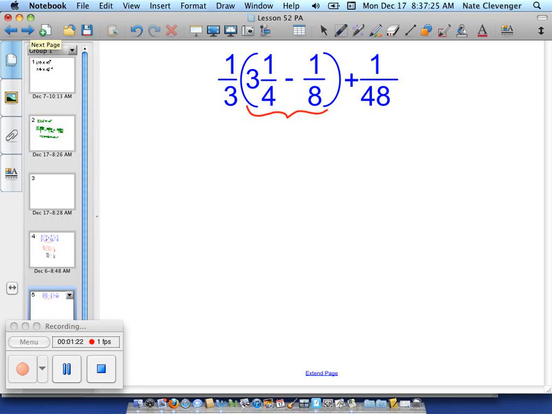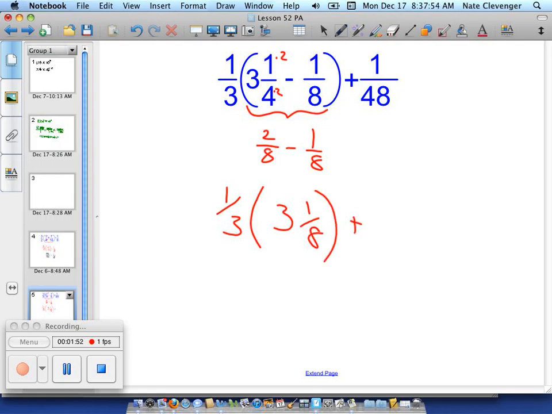So I just need to be able to combine these two again. We need a common denominator. 8 is your common denominator. So I'm going to write this a little smaller here. So that one stays the same. 1 times 2 is 2. 4 times 2. 1 times 2 is 2. And I can subtract here without borrowing. So I have 2/8 minus 1/8 is 1/8. And I still have my whole number of 3 because I didn't have to borrow from it. It stayed the same and there wasn't anything to subtract. Plus 1/48.